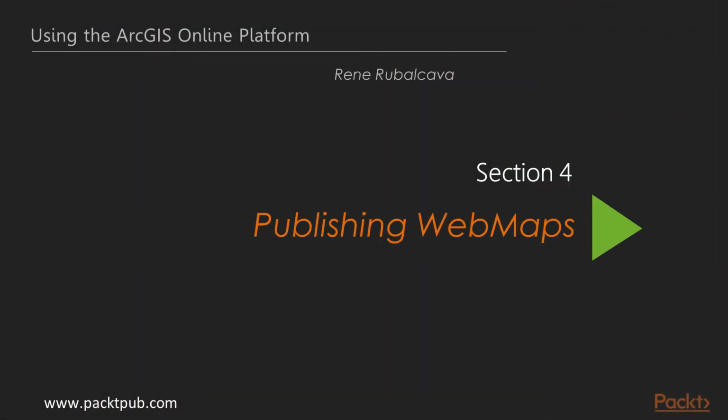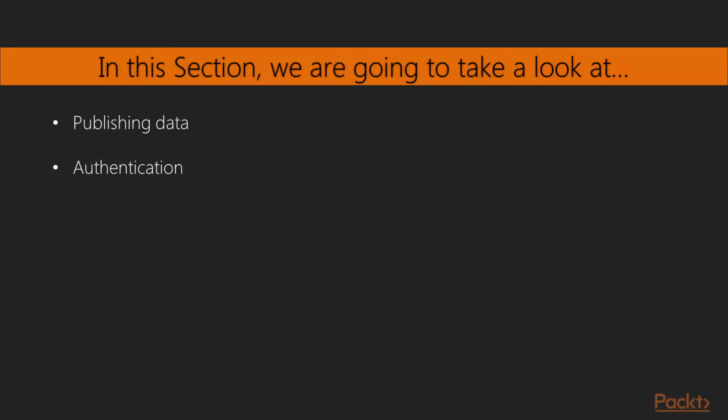Welcome to Section 4, Publishing. In this section, we're going to take a look at a couple of important aspects to be able to publish your data. First off, we're going to look at the actual steps you would use to publish data in a format other than what we've been currently using, which is just basic web maps or a feature service. We're going to do a little bit more with our data to publish it. And then once we've published our data, how can we secure that data behind some sort of authentication?